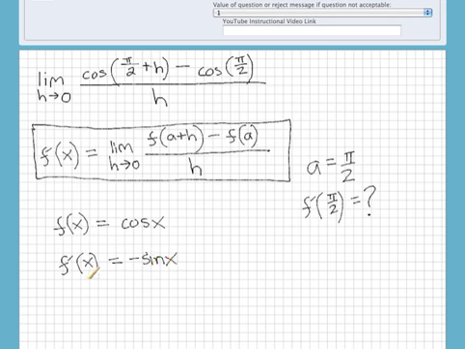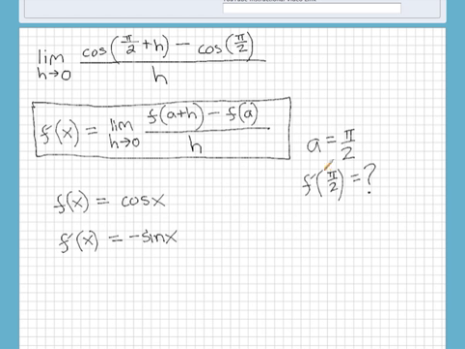So f prime of x, the derivative of cosine, is negative sine. And since they're asking for f prime of pi over 2, we just plug in pi over 2. So f prime of pi over 2 is negative sine of pi over 2. If you know your unit circle well, pi over 2 is 90 degrees, and sine of 90 degrees is 1. So your answer is negative 1.